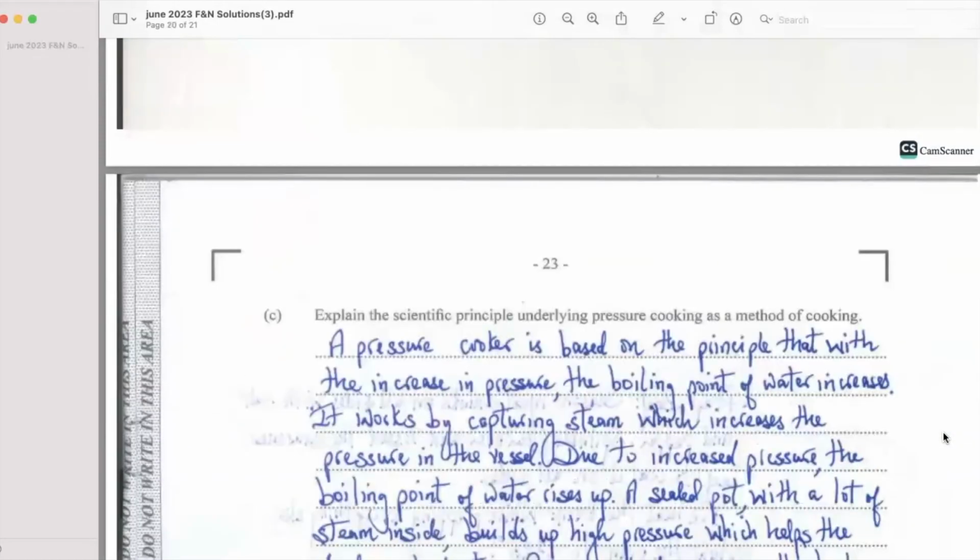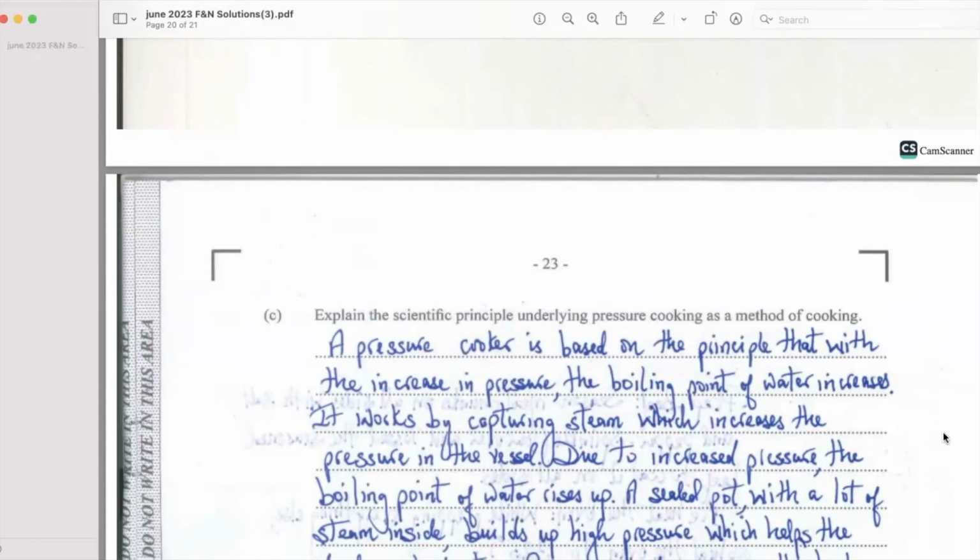All right, explain the scientific principle underlying pressure cooking as a method of cooking. So you know, pressure cooking is a method of cooking as well. So what is the scientific principle? You know that because of the pressure, the food cooks faster.